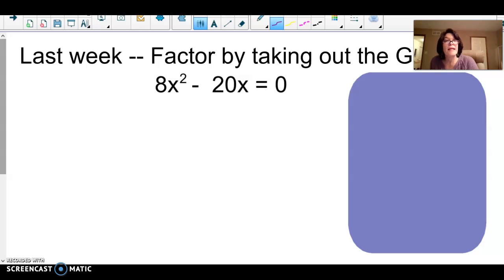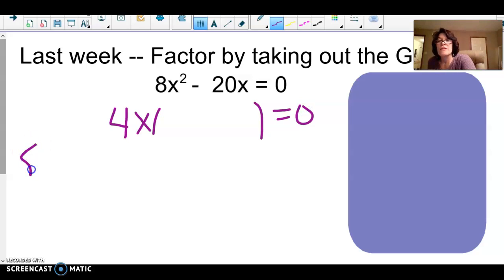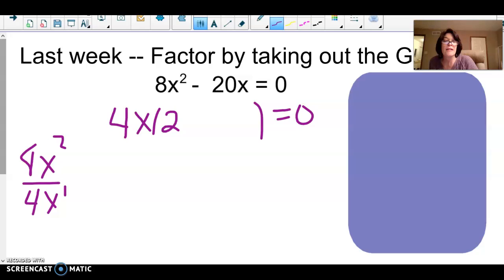We factor by taking out the greatest common factor, which in this case is 4x. When I take 4x out of 8x squared, in other words, when I divide 4x into 8x squared, 8 divided by 4 is 2. X squared divided by x to the first, you subtract the exponents. 2 minus 1 is 1, so there's 1x left there. When I take 4x and divide it into 20x, I get 5.